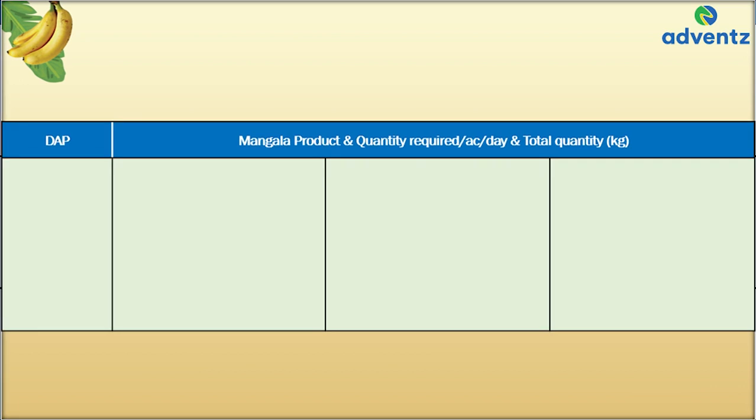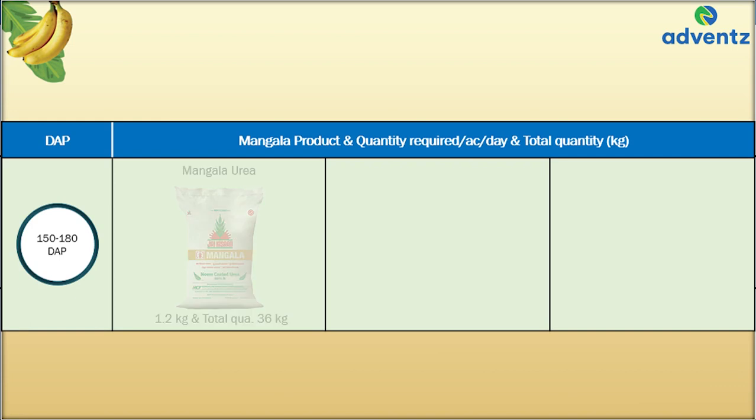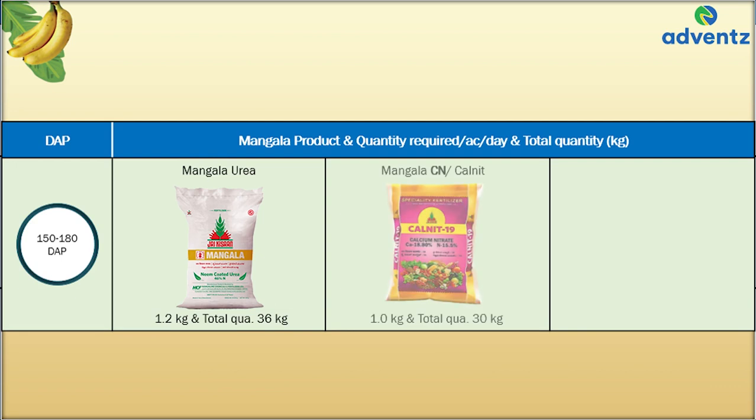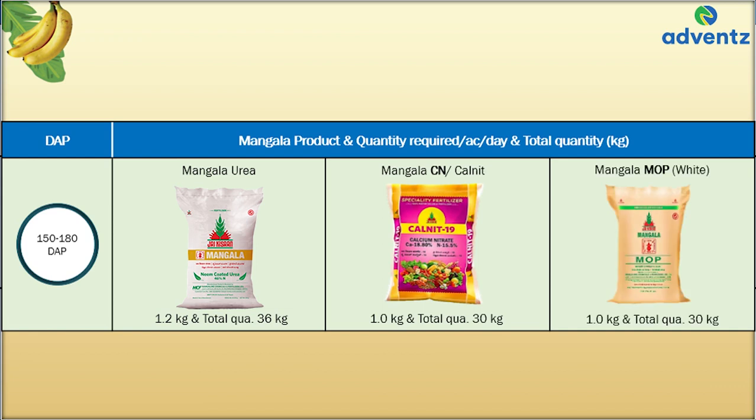The fourth schedule is planned at 150 to 180 days after planting. Fertigation with Mangala urea at the rate of 1.2 kgs per acre per day, Mangala CN or Calnet 19 at the rate of 1 kgs per acre per day, and Mangala MOP White at the rate of 1 kgs per acre per day, with the total quantity of 36 kgs per acre for Mangala urea, 30 kgs per acre for Mangala CN or Mangala Calnet 19, and 30 kgs for Mangala MOP White for the entire 30 days.